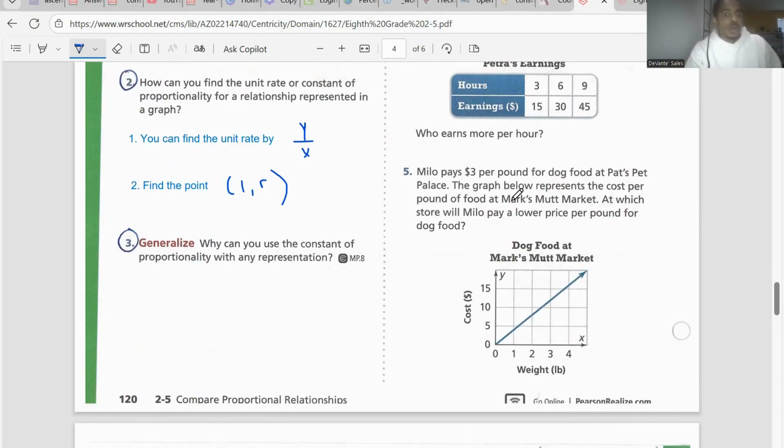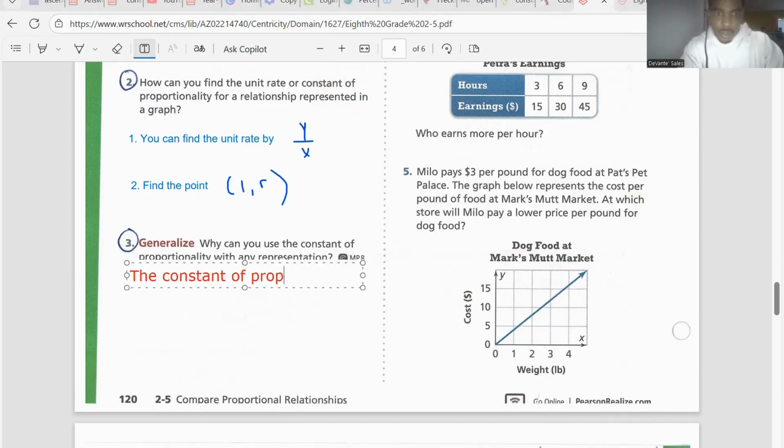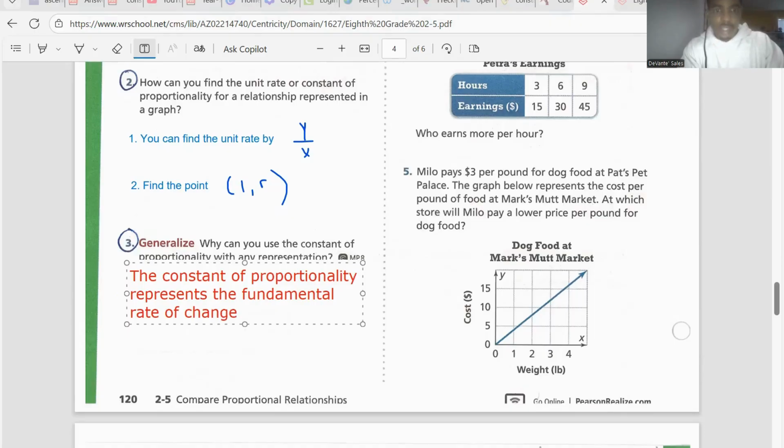All right, so that last one. It says, why can you use the constant of proportionality with any representation? The constant of proportionality represents the fundamental rate of change inherent to the relationship.